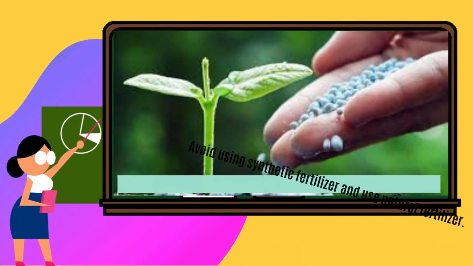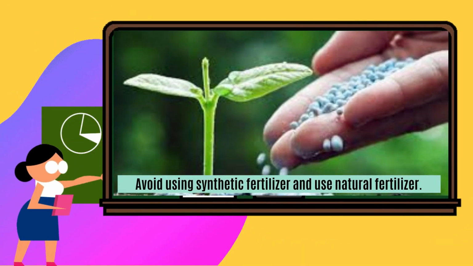Number 1. Avoid using synthetic fertilizer and use natural fertilizer. Nitrogen and phosphate-based synthetic fertilizer leach into the ground and increase its toxicity, causing water pollution. Fertilizer that reaches streams, rivers, lakes, and other bodies of water disrupts the aquatic ecosystem. Synthetic fertilizer damages the natural makeup of soil in the long term.